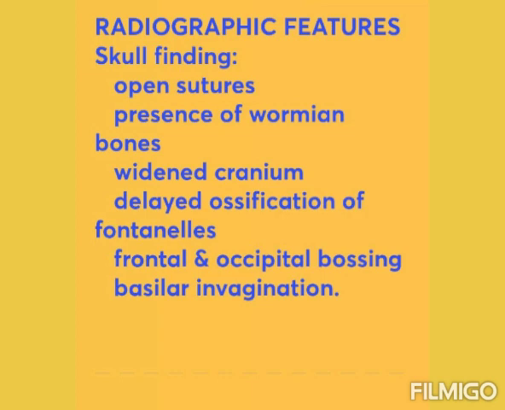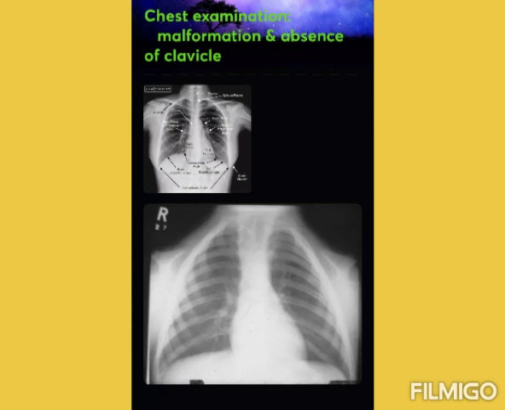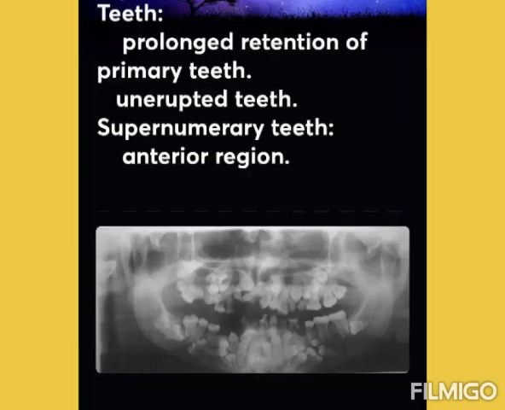The next radiographic feature is the chest examination. The chest examination reveals malformation or absence of the clavicles. The first picture shows a normal chest X-ray with clavicles present, and in the second picture there is a complete absence of clavicle bone. That's why the patient can bring their shoulders forward to meet in the midline.